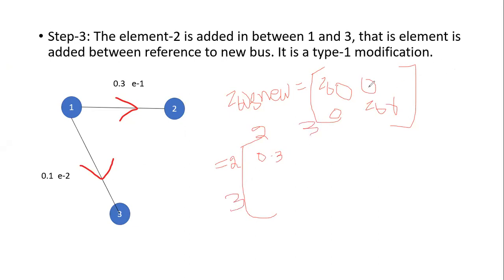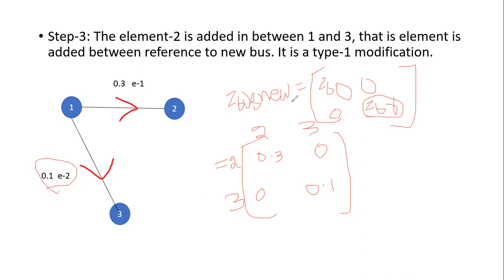Then this is also 0, that is Z23 value and Z32 value is 0. Next ZBR. What is the ZBR value? ZBR value is the element that will be added in between the reference to the new bus. Which element we will add? Element 2, that's value is 0.1. Therefore ZBR or ZS is equal to 0.1.